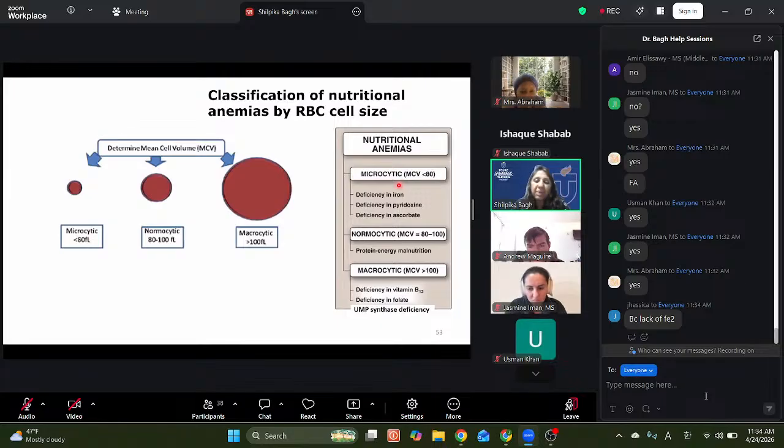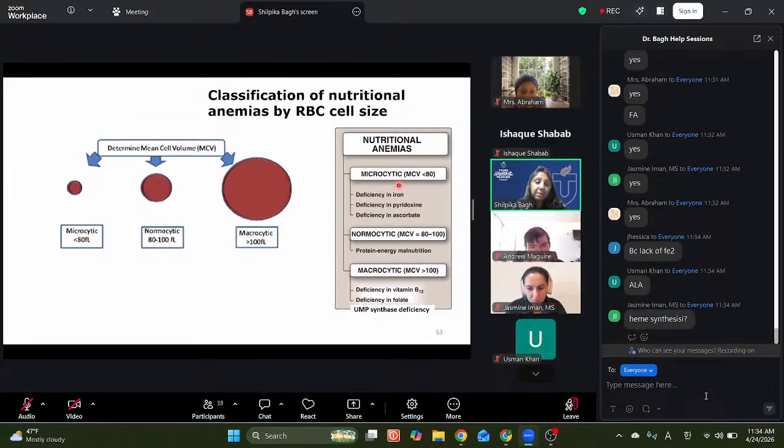Because of lack of iron? No, not in heme synthesis. It's not with B6, that's with vitamin C. I'm talking about B6. B6 leads to microcytic anemia because B6 is required for heme synthesis.